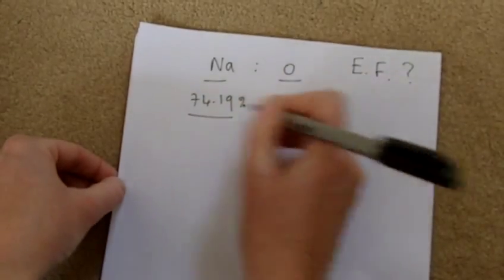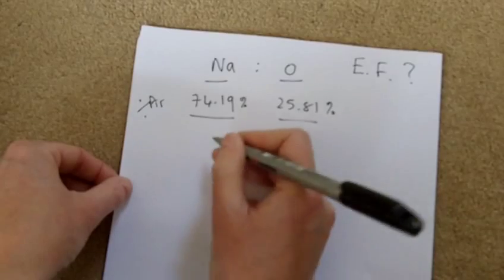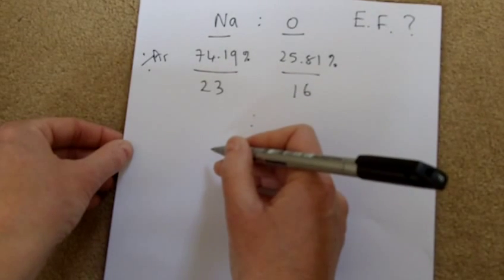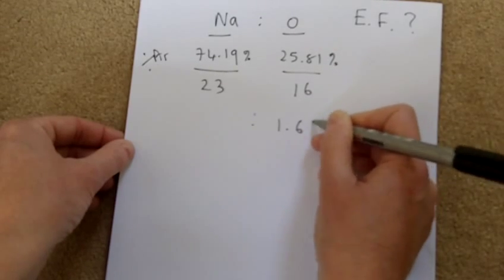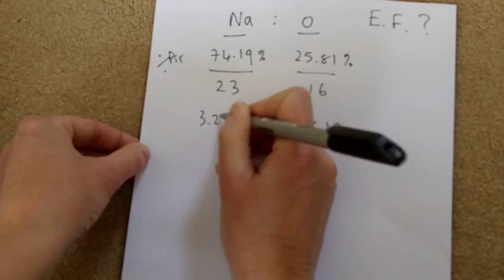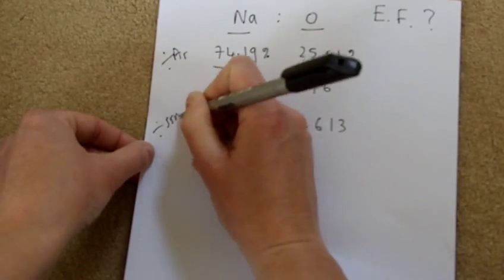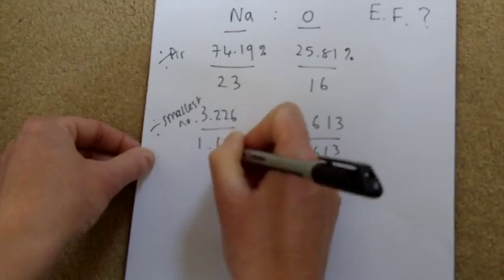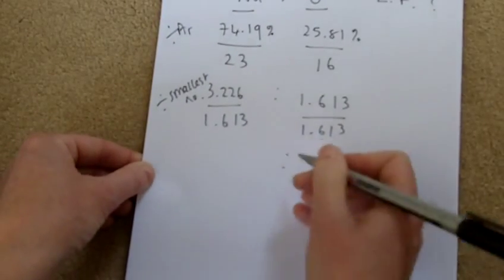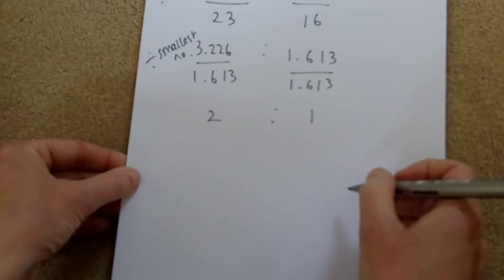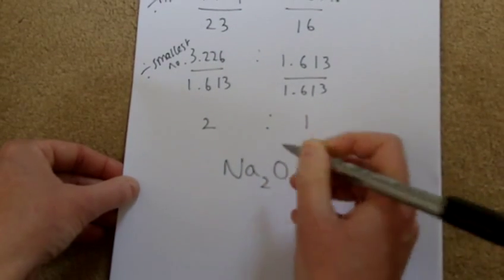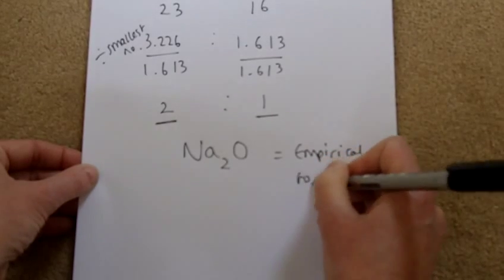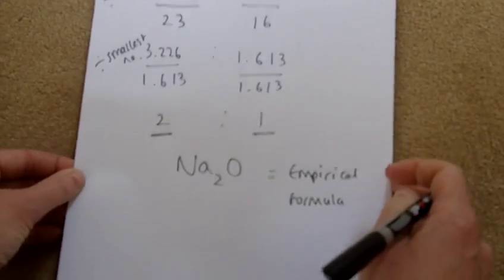You divide by the relative atomic mass, which is 23 for sodium, 16 for oxygen. You divide, you get the answers, which is 1.613 on this side and 3.226 on this side. You divide by the smallest number, that's the smallest number, and that comes out as 1, 2. And therefore, the empirical formula of this compound is going to be sodium oxide, 2 sodiums, 1 oxygen, is the empirical formula. So if you have a percent, it's okay to do it exactly the same.